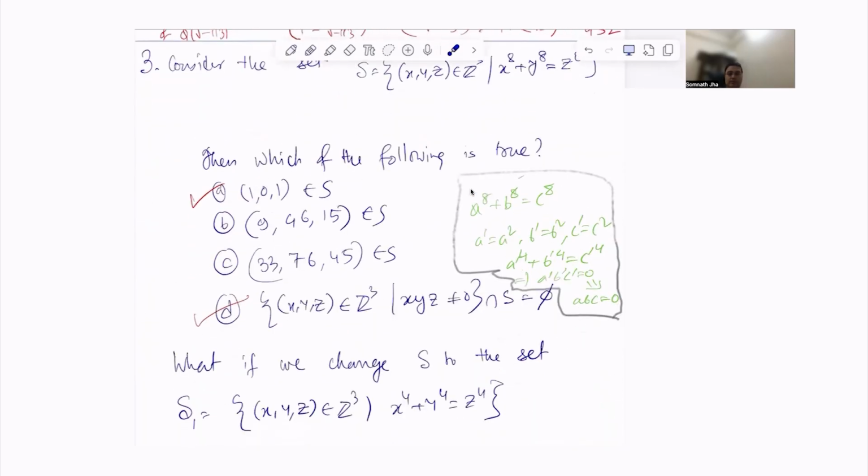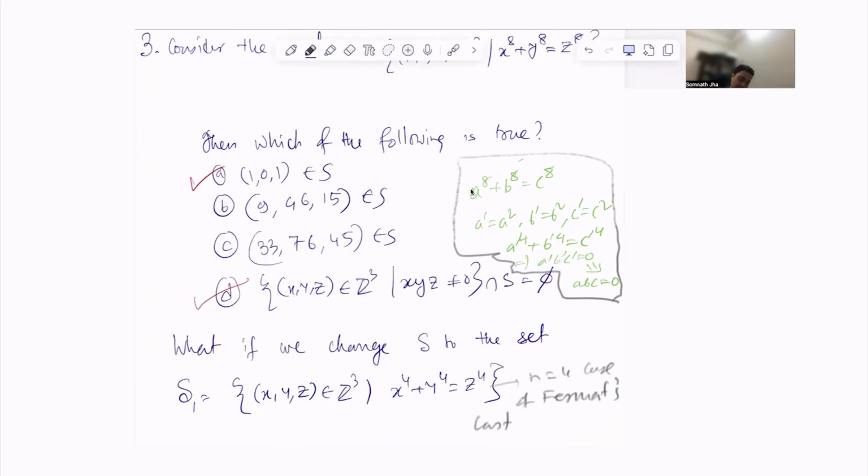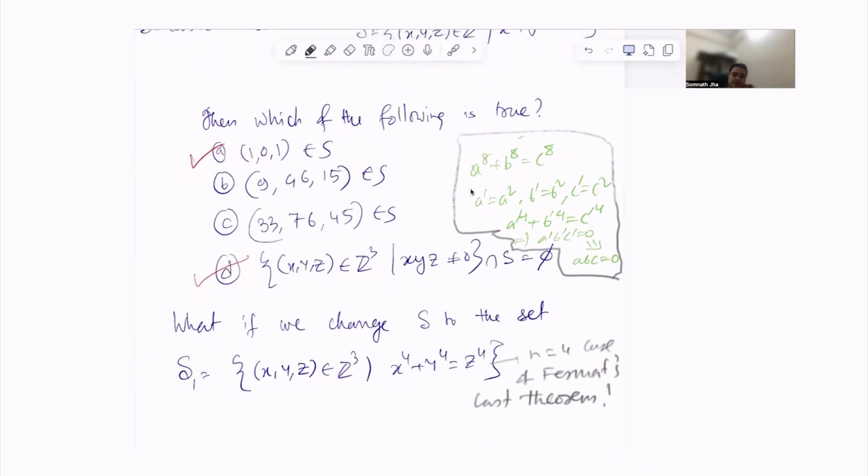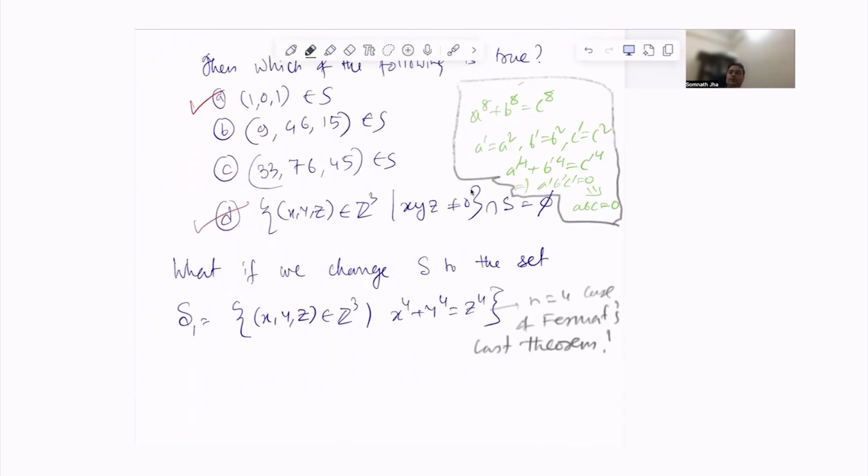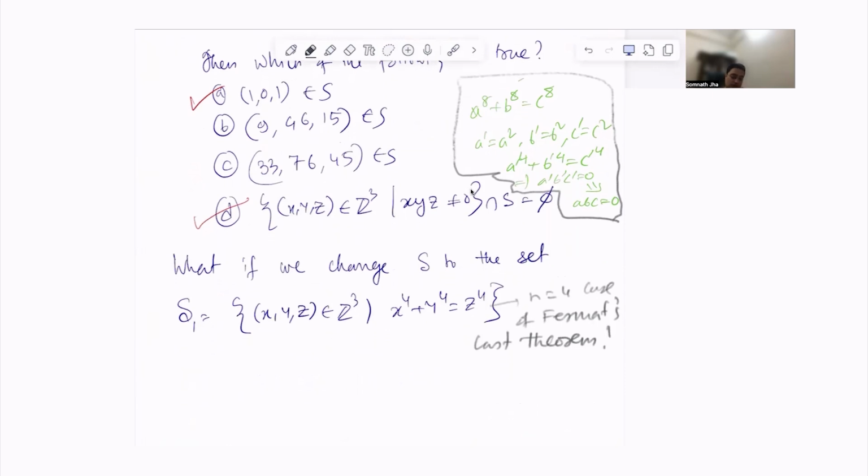I'm not going there because we are going to discuss this again. So this is directly the n equal to 4 case of Fermat's Last Theorem. And we are going to discuss the proof in full detail, but it essentially follows from the proof that 1 is not a congruent number.